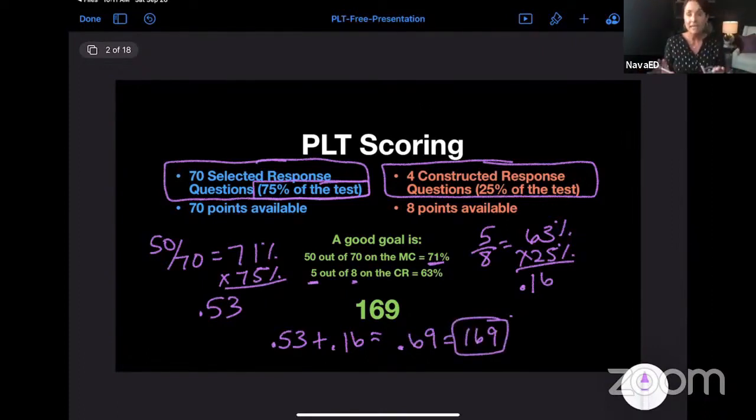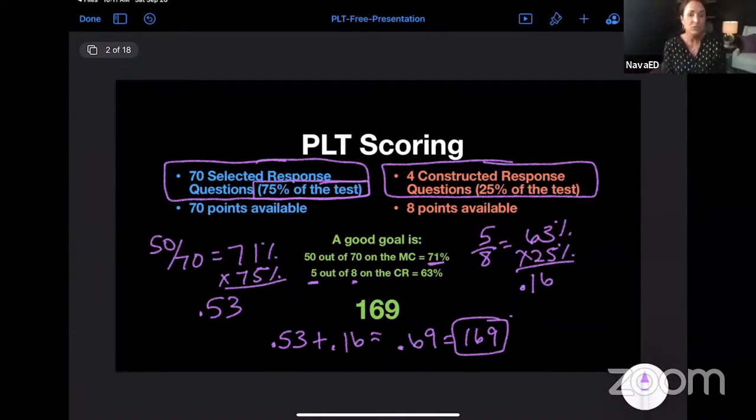Now, I know that's confusing. I don't want to spend too much time on this because I want to get to the actual test, but I wanted to show you how it is scored. If you want to just forget the math because math is not your thing and percentages give you heartburn, no big deal. Just go for around a 50 out of 70 on the multiple choice and about a 5 out of 8 on the constructed response.